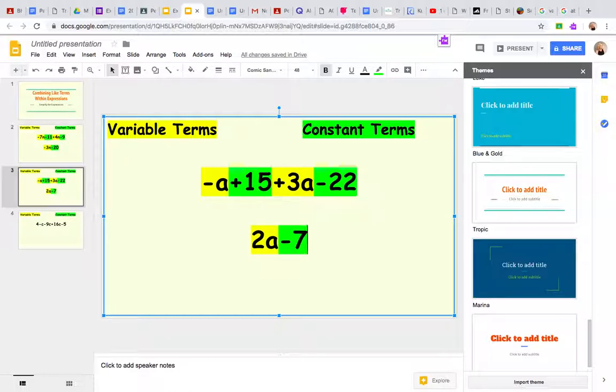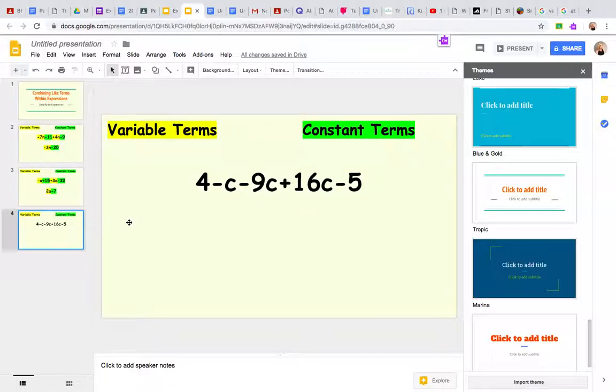Okay, so we are done with this expression. We've simplified it. Remember, we cannot combine the constant term with the variable term. This is all we can do with this expression. All right, let's go on to the last one I have for us.